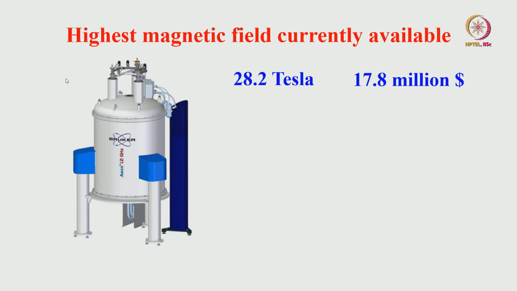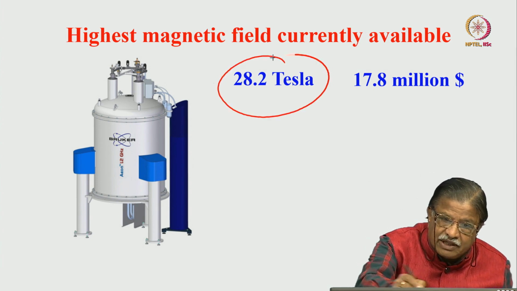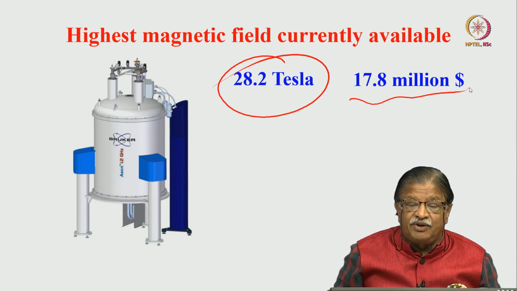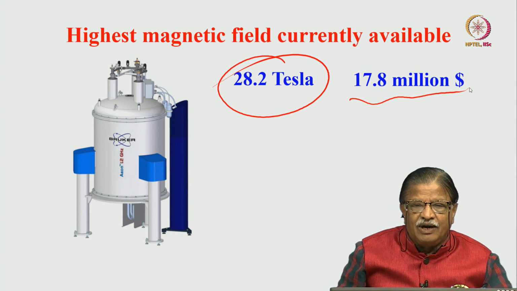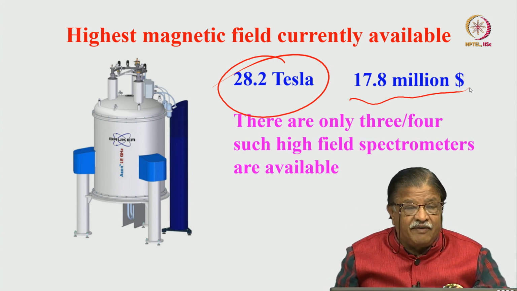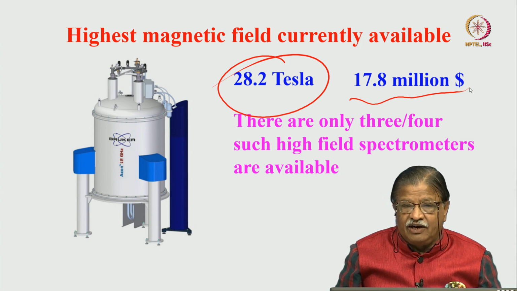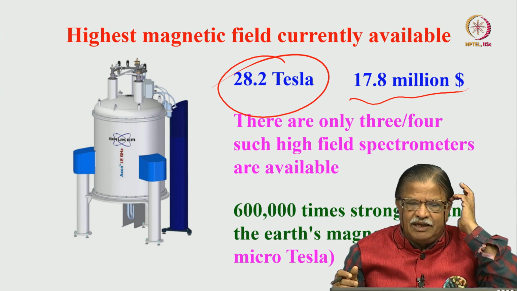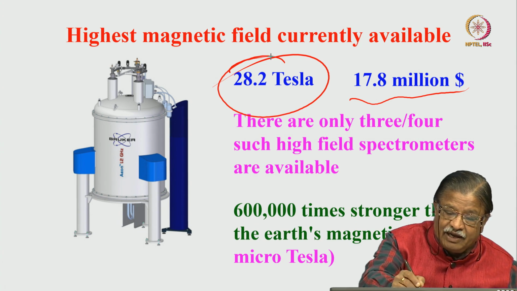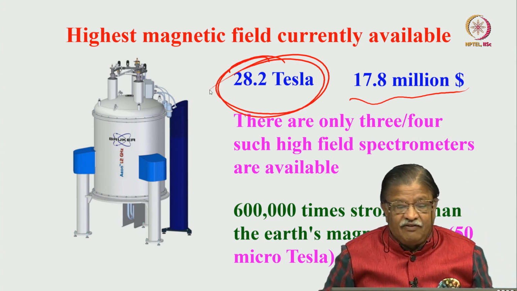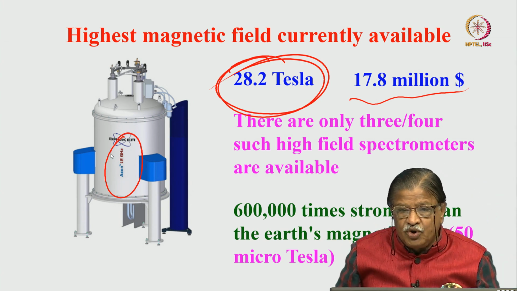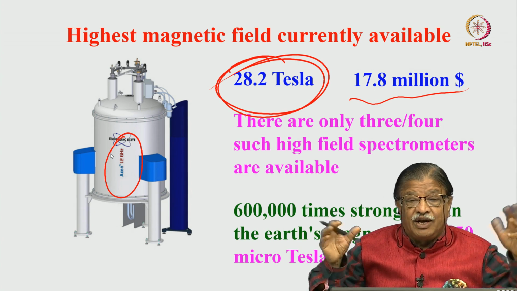And the highest magnetic field currently available for doing NMR is 28.2 Tesla, which is huge, close to $20 million, very, very huge. But hardly 3 or 4 such spectrometers are available in the world. It is very difficult to afford and also to purchase these things. So hardly 3 or 4 laboratories have them. Just to give you an idea, in the present day world we can go up to 28.2 Tesla magnetic field, where we can get the resonating frequency of protons at 1.2 gigahertz. Huge magnetic field, and the resonating frequency is very huge.